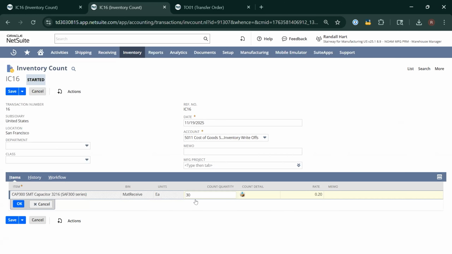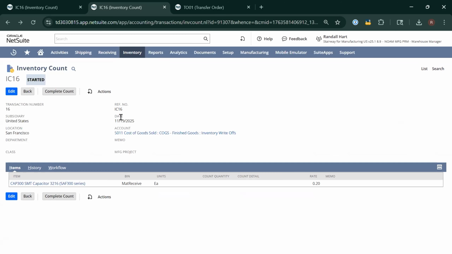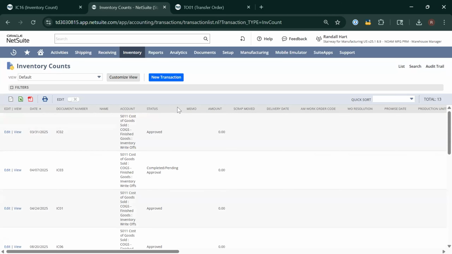Oh. So I picked the wrong item because this has WMS features installed. So when I do complete count, right, it will take the quantity in NetSuite and take the count, put it here, and then give me an adjusted quantity, a variance detail, and it would do the journal entry for me. So I'm going to go to a list and see if I have a completed one that I can just show you guys real quick. Okay.